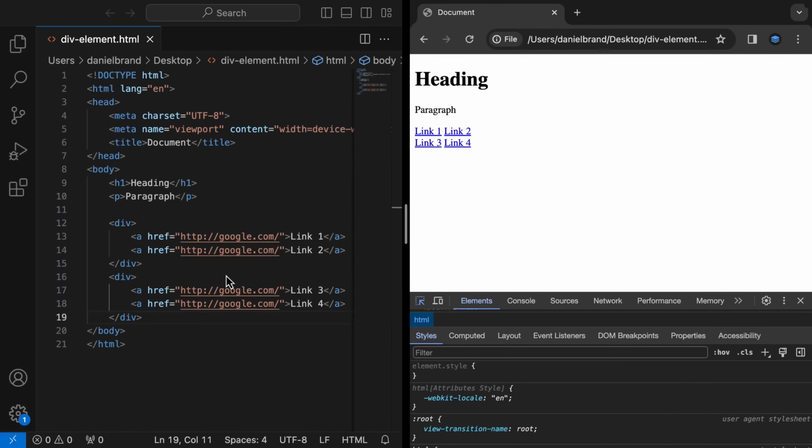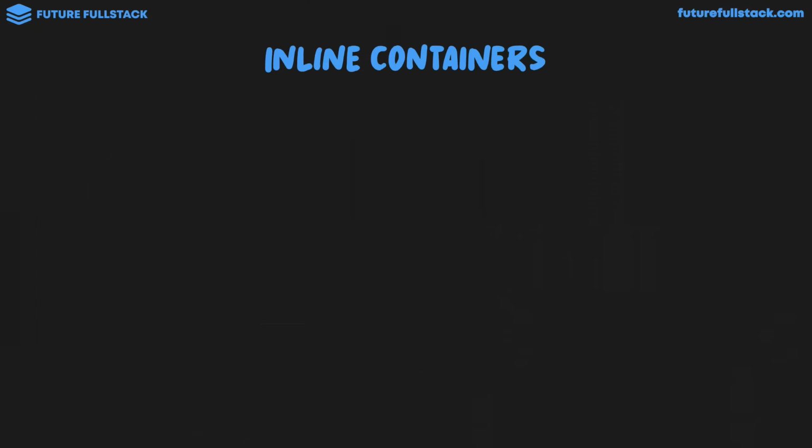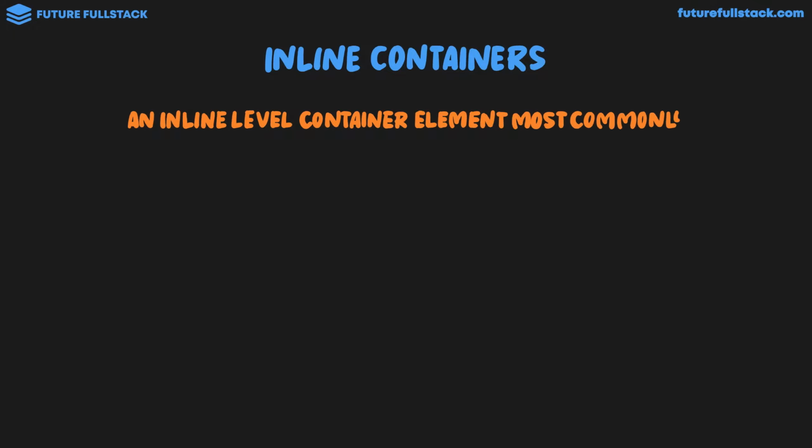So just remember, the div element is a block level element. It will take up the full width of the page and force any content below it in our HTML document to start on a new line. Now that we've looked at the div element, which is a block level container, we also have inline containers. An inline level container element is most commonly used to style a portion of text.